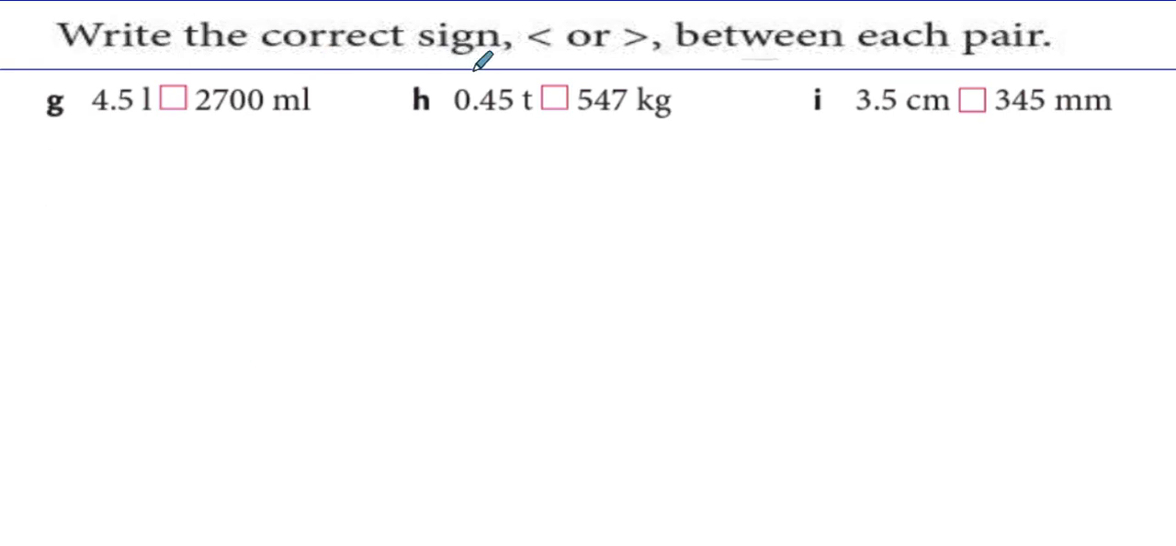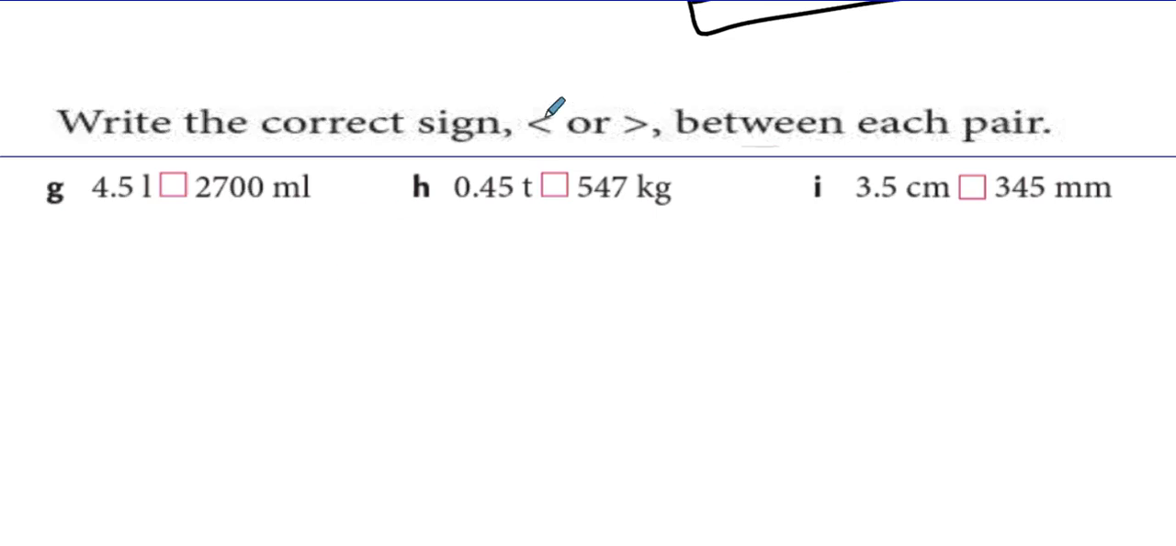Write the correct sign. This symbol here means smaller than, and this symbol here means bigger than or greater than. See? So the idea is 4.5 liters, will you say it is smaller than this 2700 milliliter, or will you say it is bigger than this? Now you don't have to guess.